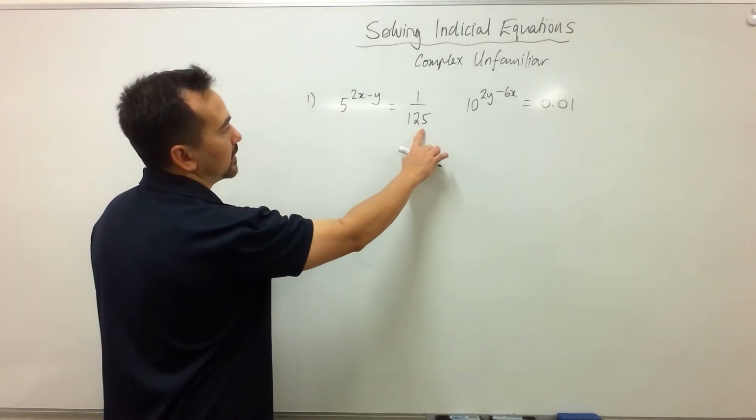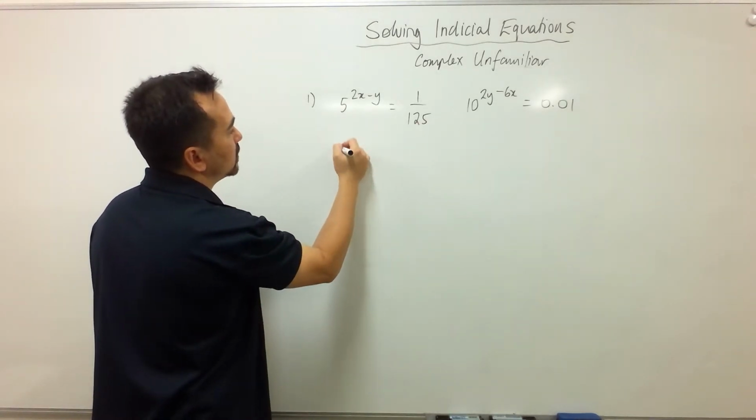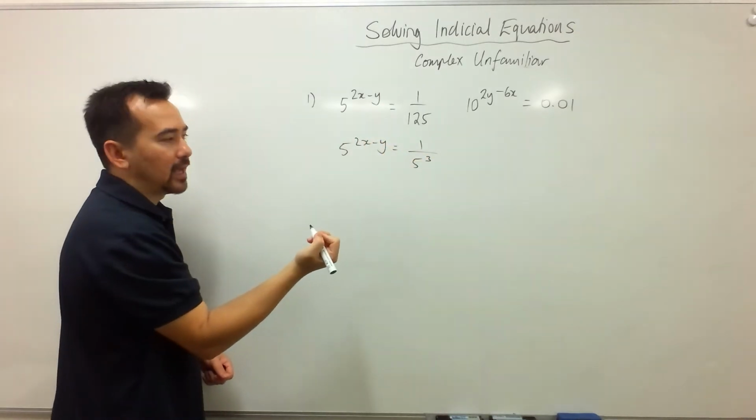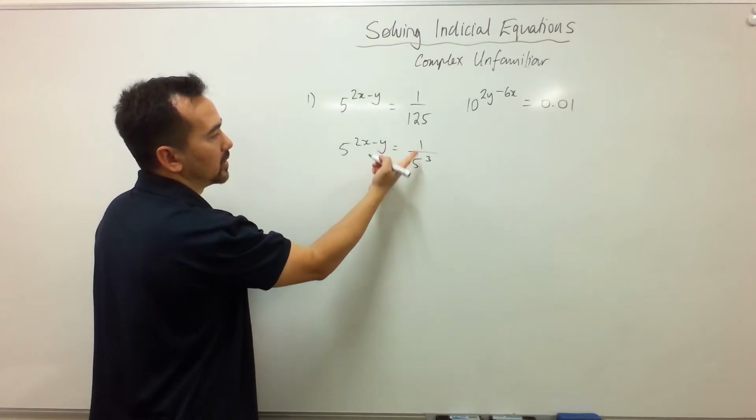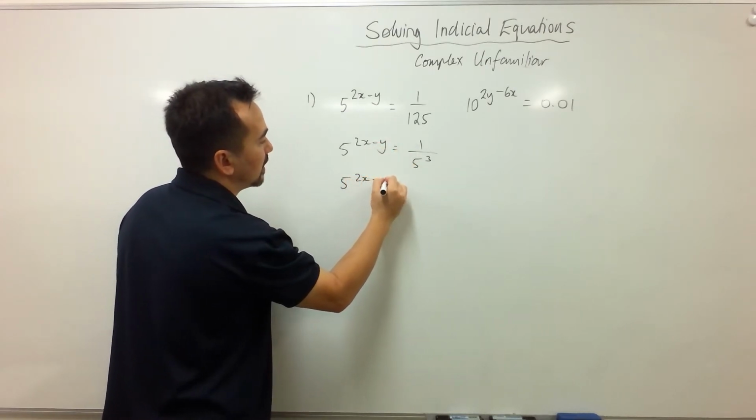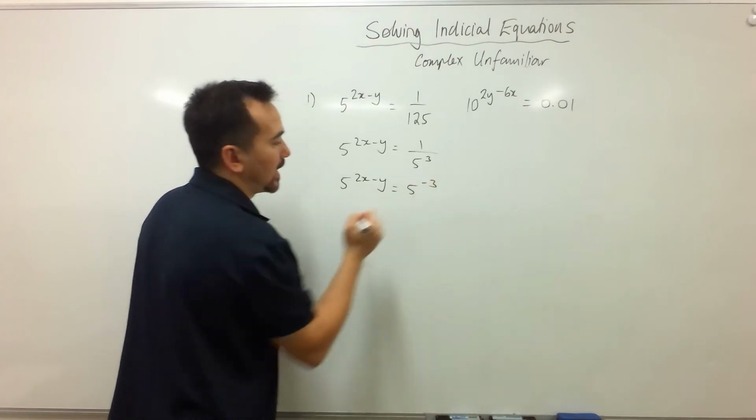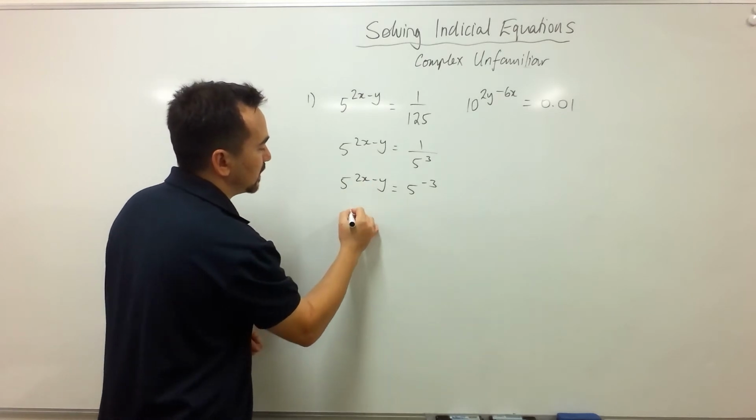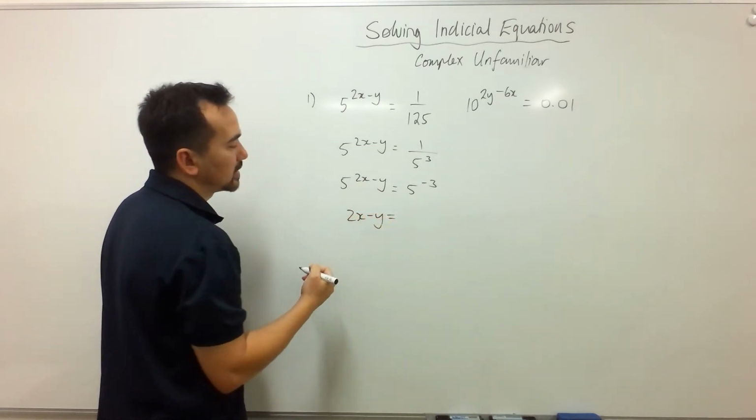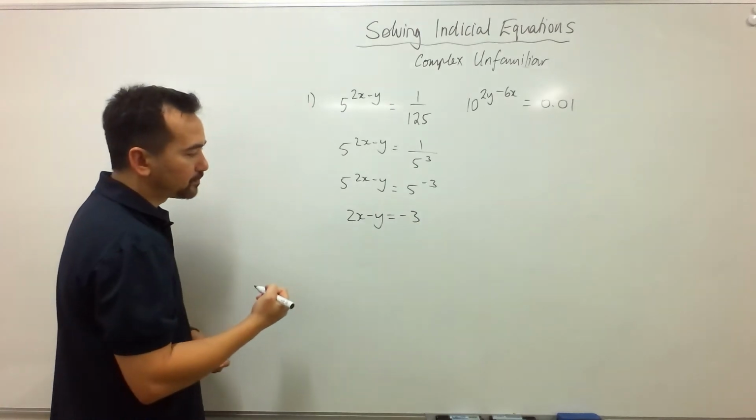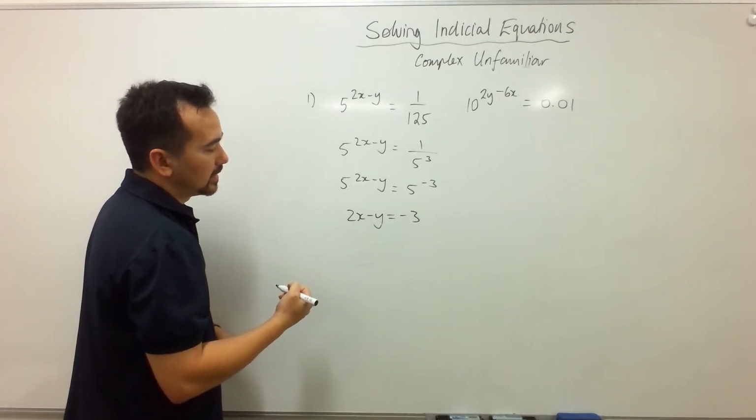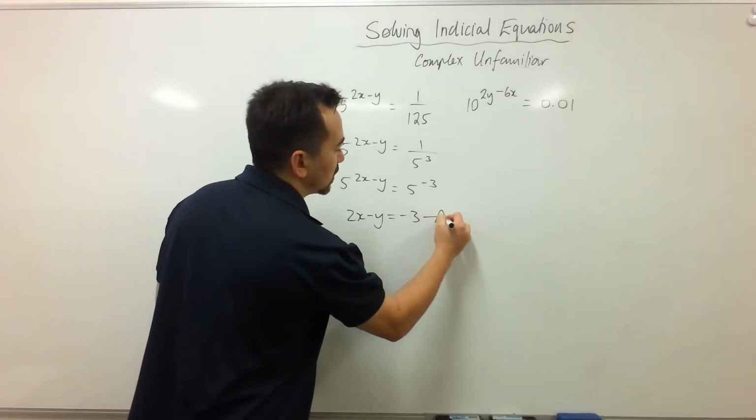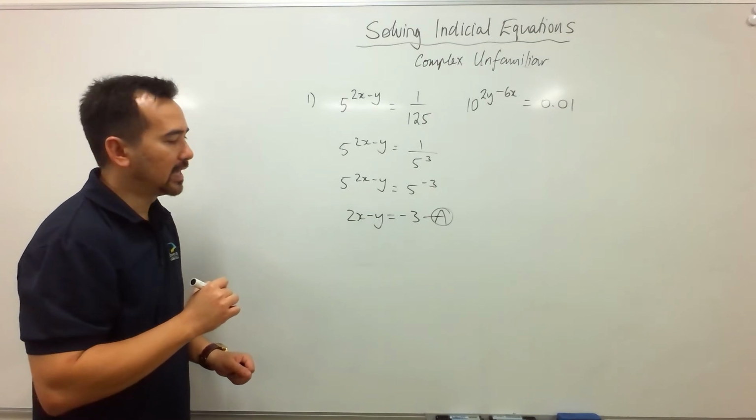Alright, let's work the right hand side here. 1 over 125 is the same as saying 1 over 5 cubed. And if I want to move this denominator to the numerator, I have to use the negative power. And you can see the bases are now matching. My powers must be equal to each other. So 2x take away y must be equal to negative 3. And I can leave that there now and save this equation for later, so we'll call it equation A.